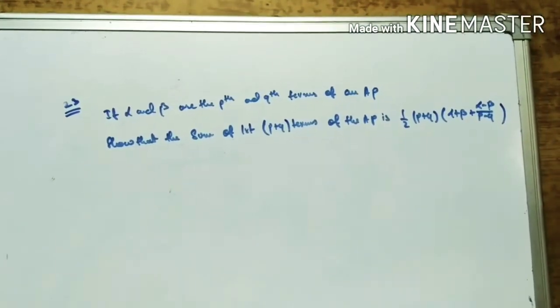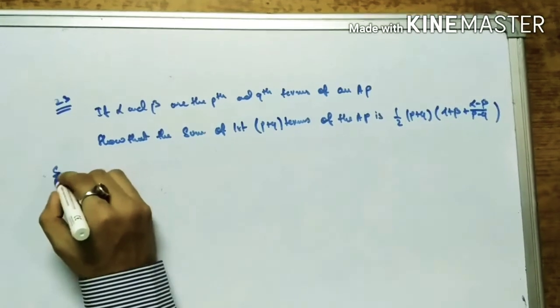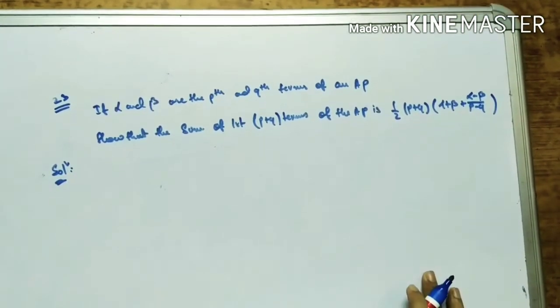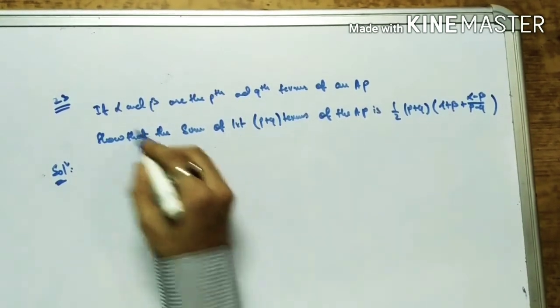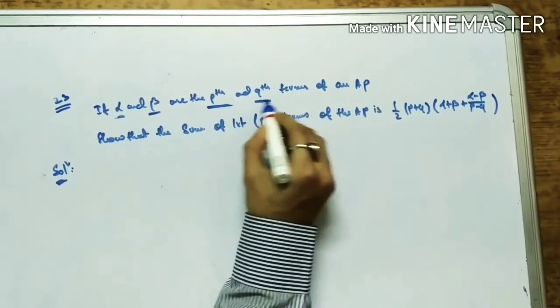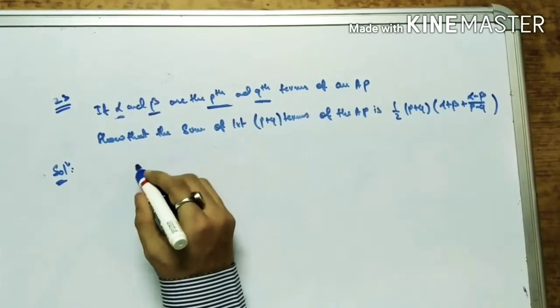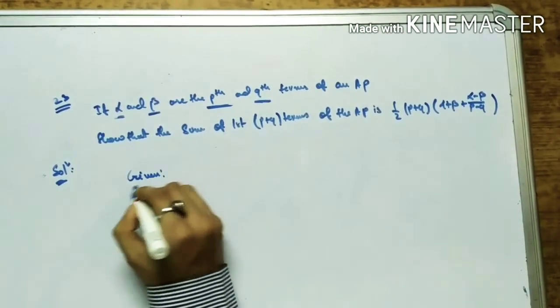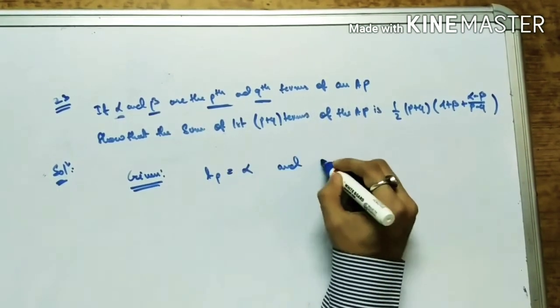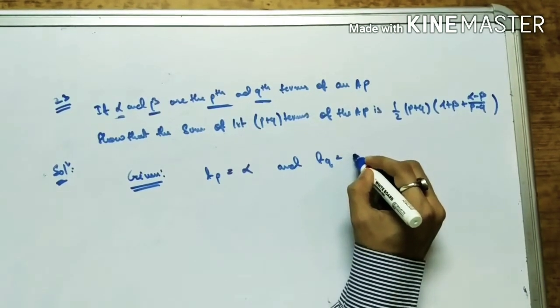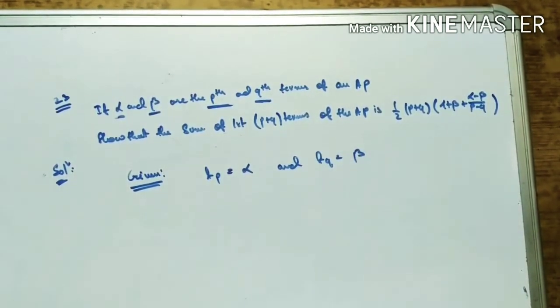If alpha and beta are the pth and qth terms of an AP, then show that the sum of the first p plus q terms of the AP is 1 by 2 (p plus q)(alpha plus beta) plus (alpha minus beta) by (p minus q). So alpha and beta are the pth and qth terms of an AP. This is our given. That Tp is equal to alpha and Tq is equal to beta.